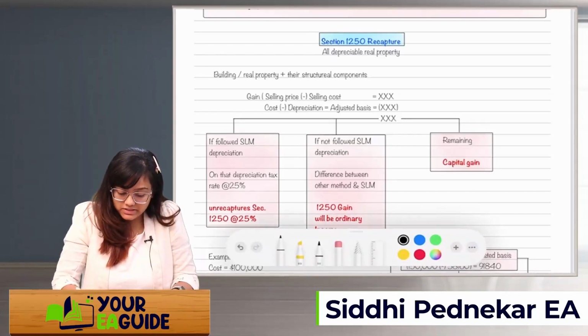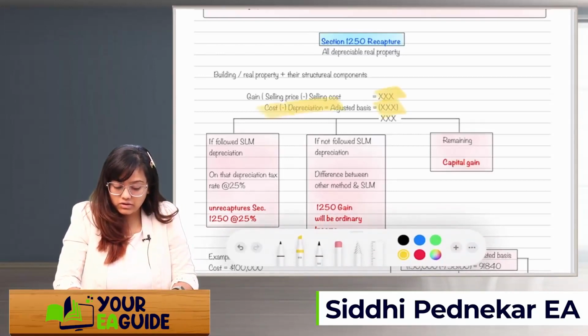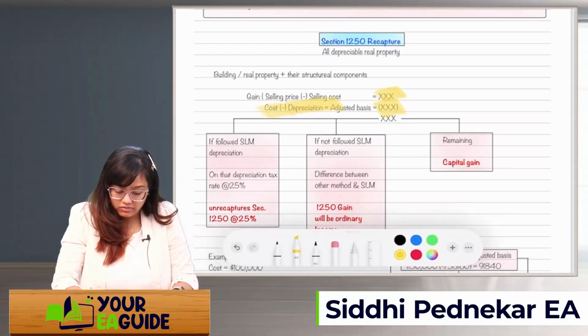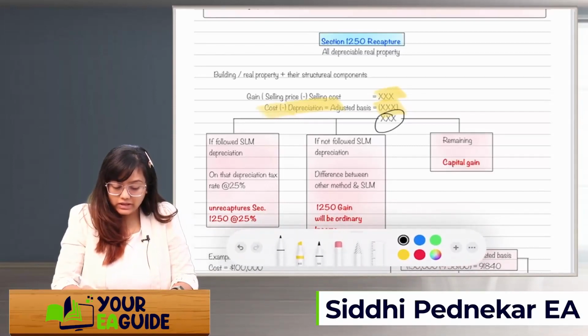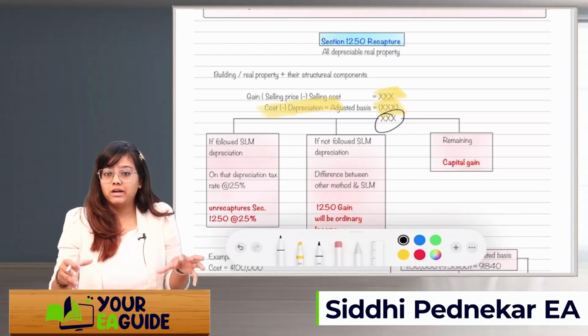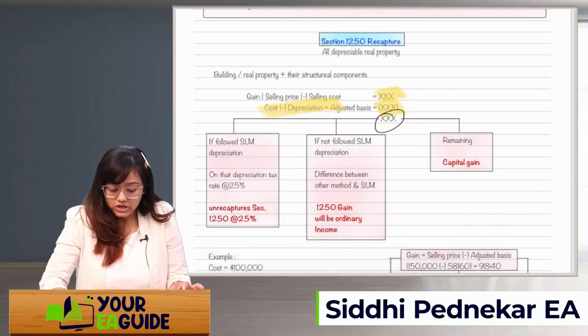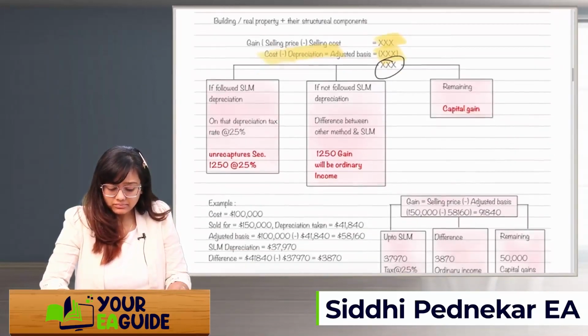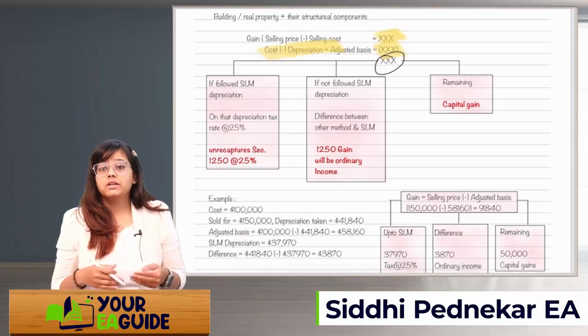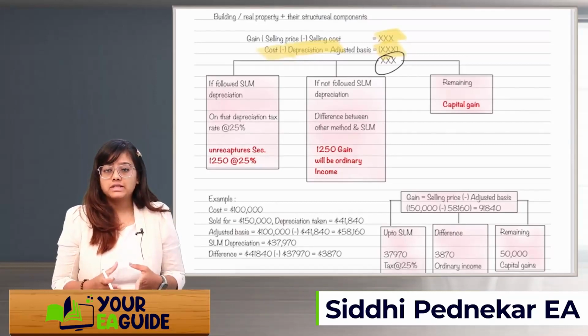Again, the adjusted basis is nothing but cost minus depreciation. You'll reduce it, and whatever is your gain, you will allocate this gain among three different parts. Let's see. First part is, when using the asset, if you have followed the SLM basis.